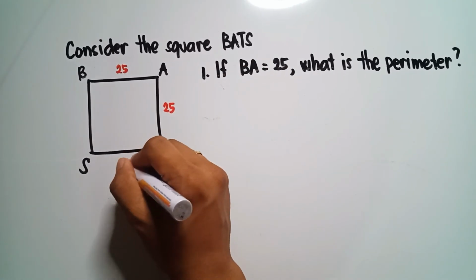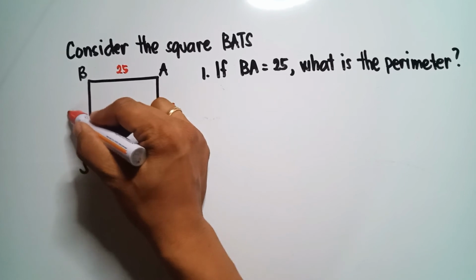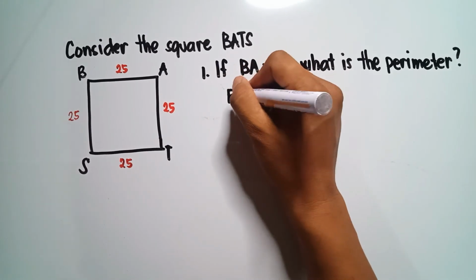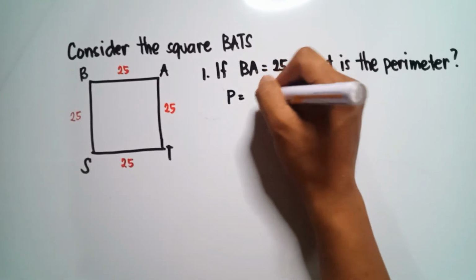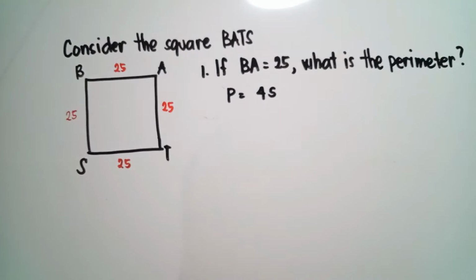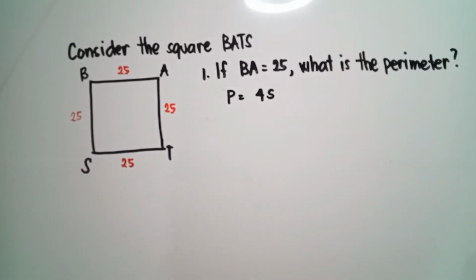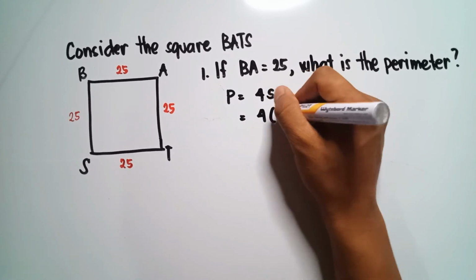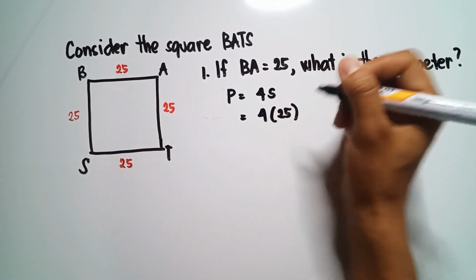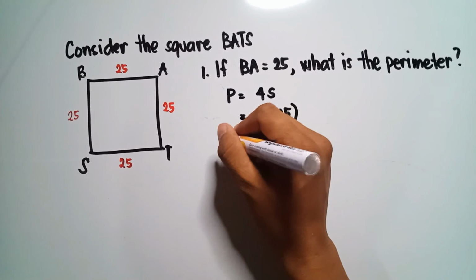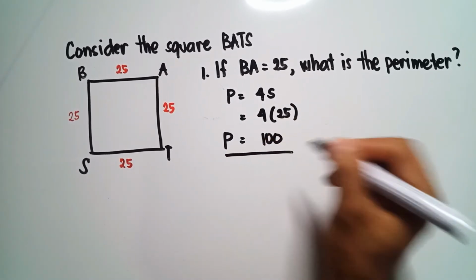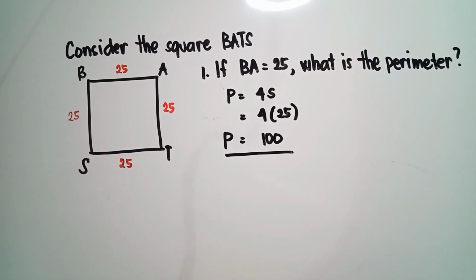ST is also 25. And BS is also 25. So we are looking for the perimeter. The perimeter is equal to 4 times the side, because we are looking for the total measure of the sides. So we will have P is equal to 4 times 25. So our P is 100.